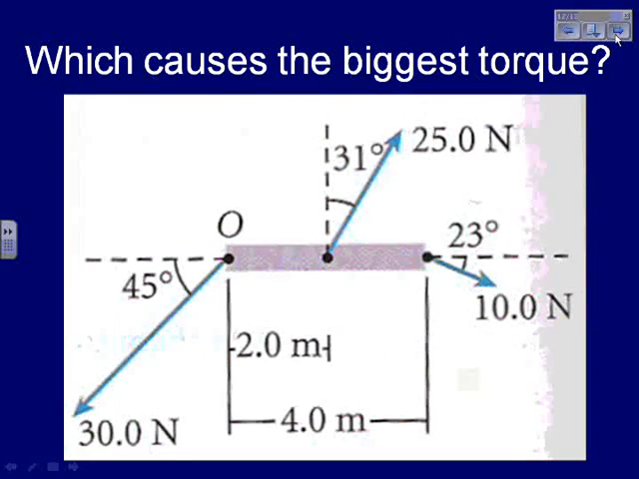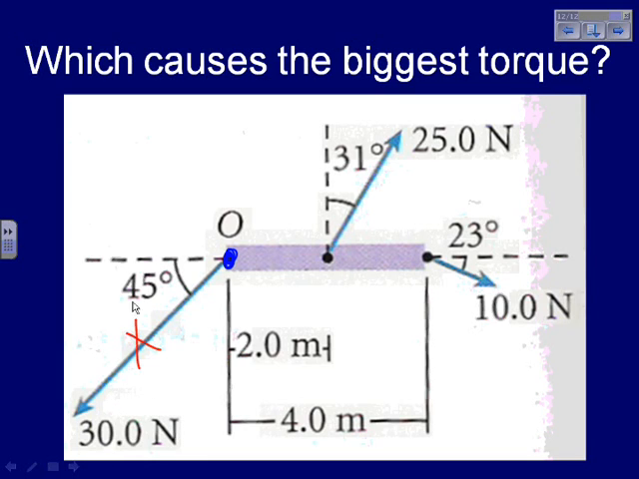Here's three forces acting on a rotating rod or cylinder, whatever it is. This point labeled O is the rotation point, okay? So in this case, first, what can we say about this 30 Newton force? Does it cause any torque? No. Why not? It's through the center. Passes through the center, right?